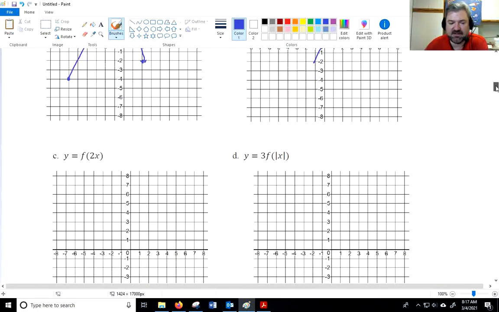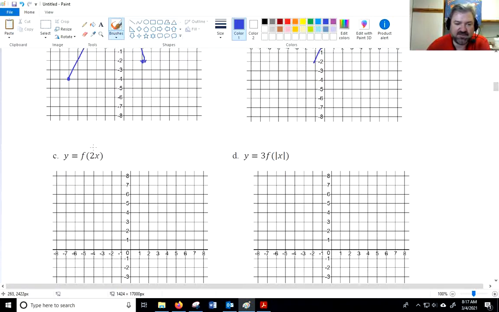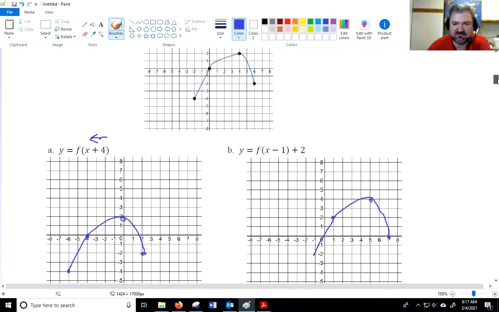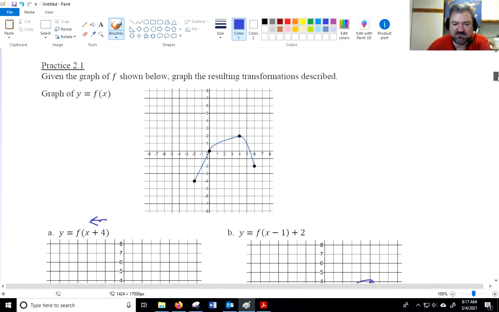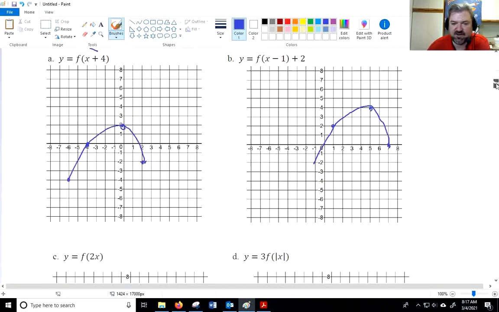All right, on the next one, we have f of 2x. Now, if the 2 is with the x, that's actually going to be a compression. It's going to be compressing by a factor of 2. And it'll be to the x's, because on the inside of the function is left and right with x values. So I'm going to take these points, and I'm just going to divide their x values by 2. So it'll be a negative 1, negative 4.